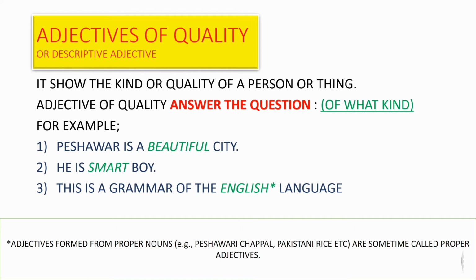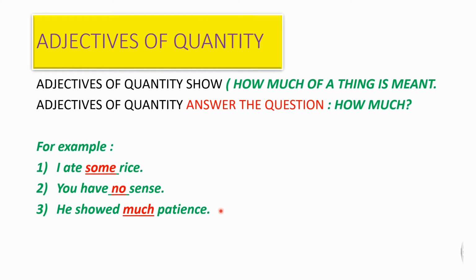Moving to adjective of quantity. An adjective of quantity shows how much of a thing is meant, or that kind of adjective which shows the quantity of a noun is called an adjective of quantity. An adjective of quantity answers the question how much. Examples of adjectives of quantity are much, more, less, little, few, many.